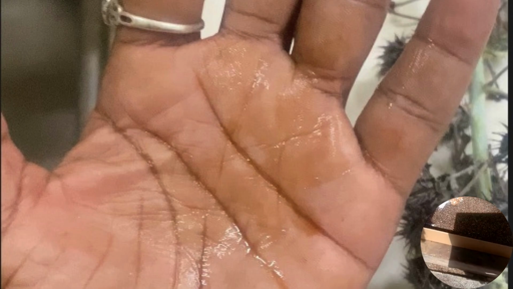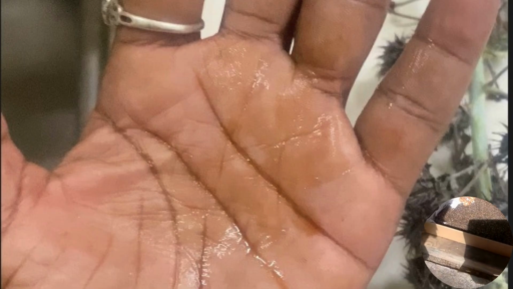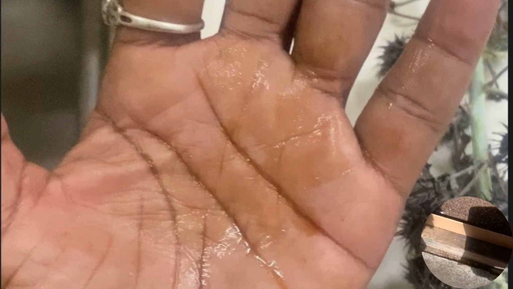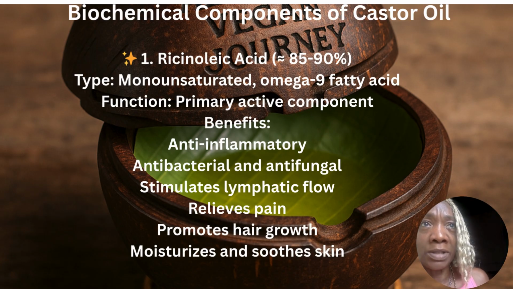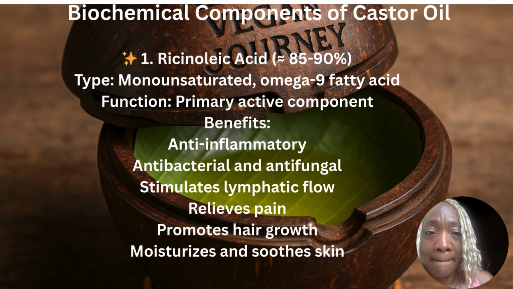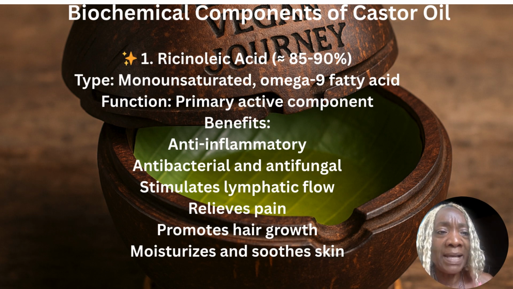This is the oil that was left on my hands after handling the actual pod with all the beans, which signifies that the seeds are still ripening, and through a natural process using the sun, it's still extracting the oil. The biochemical components found in castor oil are phenomenal, starting with the ricinoleic acid, which is a rare compound. The ricinoleic acid is the primary active compound, and it makes up nearly 90% of the seed's chemical structure, something almost no other oil can claim.